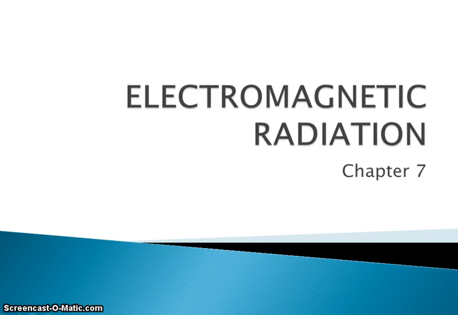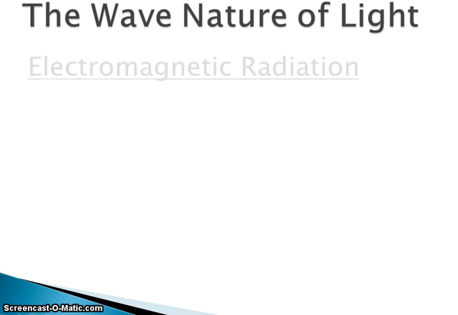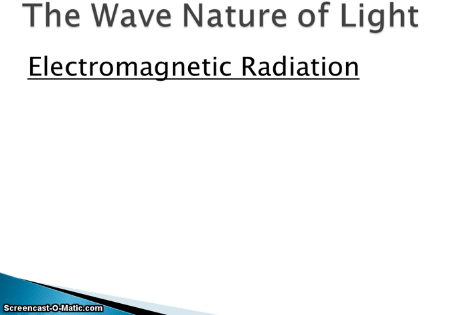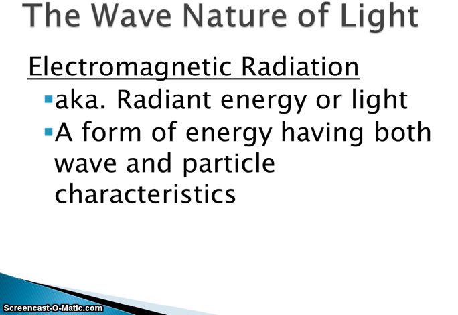Chapter 7 deals with electromagnetic radiation. So we want to talk about the wave nature of light. And when we deal with that, we're talking about what's called electromagnetic radiation, which is also known as radiant energy or light. And when we look at radiant energy, it's a form of energy having both wave and particle characteristics. And we're going to focus more on the wave characteristics of light in this particular section.